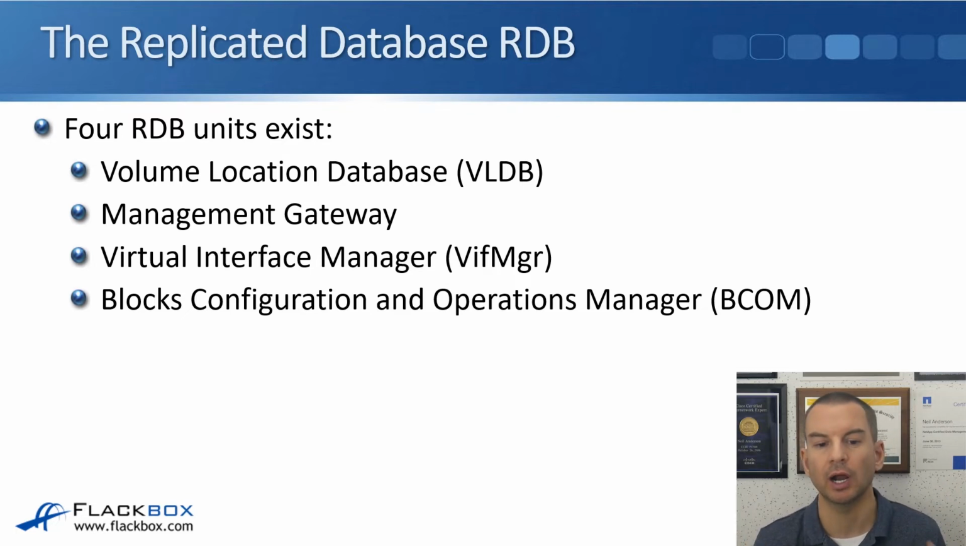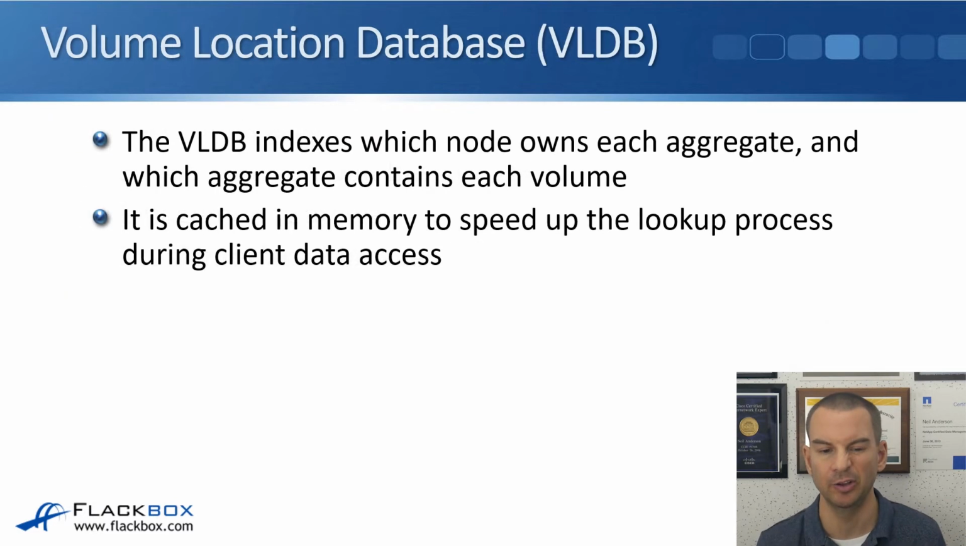There are 4 RDB units. That is the volume location database, the VLDB, the management gateway, the virtual interface manager, VIF manager, and the blocks configuration and operations manager, BCOM. Let's talk about each of those units in a little bit more detail.